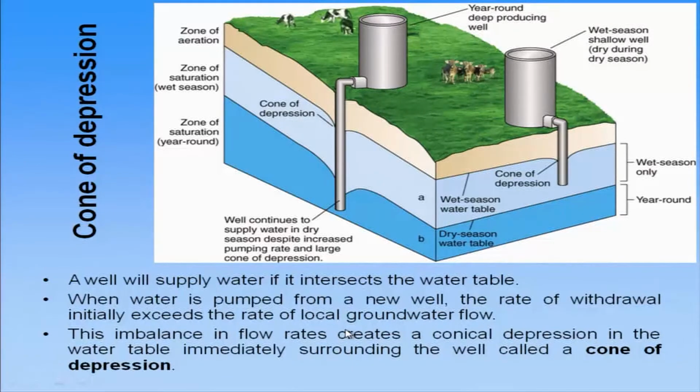This is mainly because of excess removal of groundwater during the dry season or during the wet season also, and that is because of the influence of inflow and outflow. The inflow is not so much, that is the recharge. The recharge is slower than the removal of the groundwater.